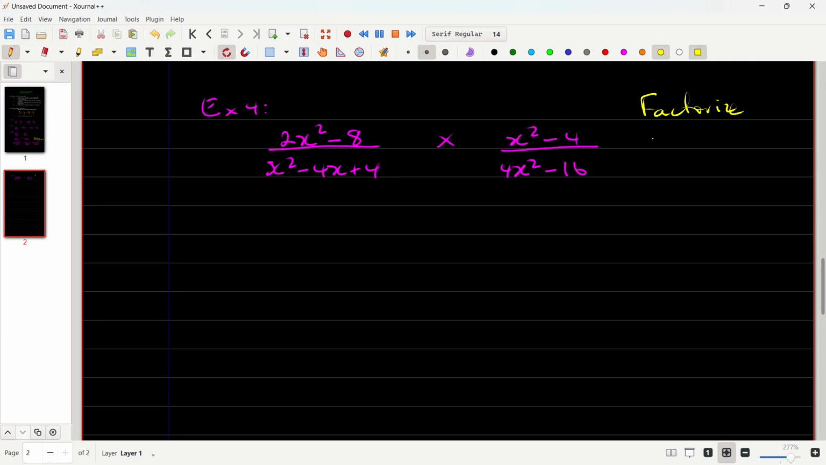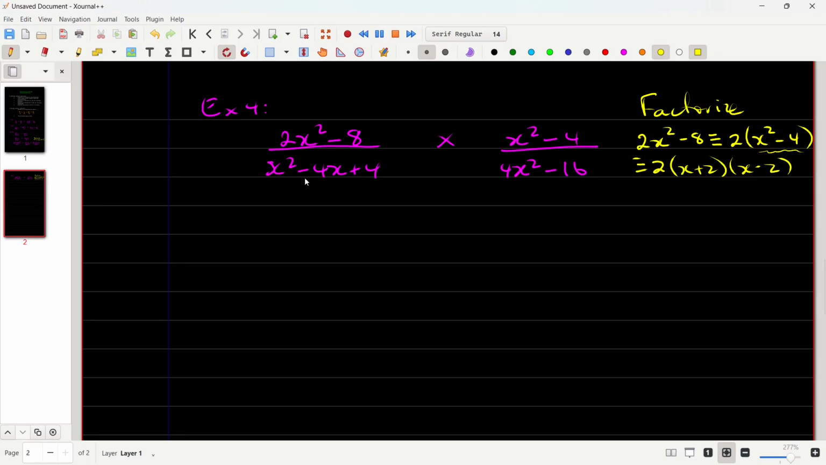I'm going to start with the first one, which is 2x squared minus 8, and I'm going to recognize that this can be rewritten as 2 into (x squared minus 4). And I can recognize this as the difference of two squares, so this here would be equivalent to 2 into (x plus 2) into (x minus 2). That's the first one.